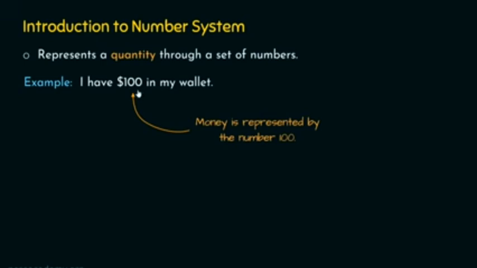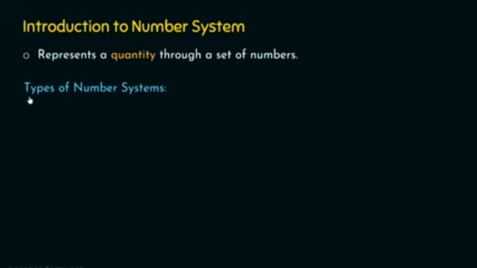The number system that is used here is decimal number system, where each digit of the number can lie in the range from 0 to 9. A number system is a system that represents a quantity through a set of numbers. I hope this is clear. Just like decimal number system, we have other number systems as well. And now I'm going to list down those number systems one by one. So let's see what are the different types of number systems we have.